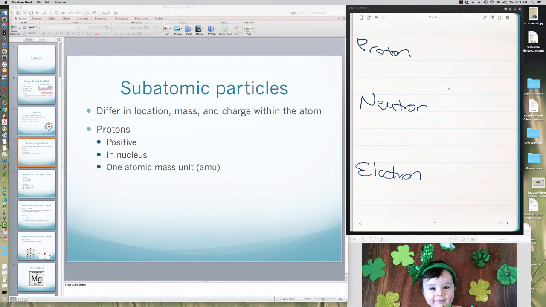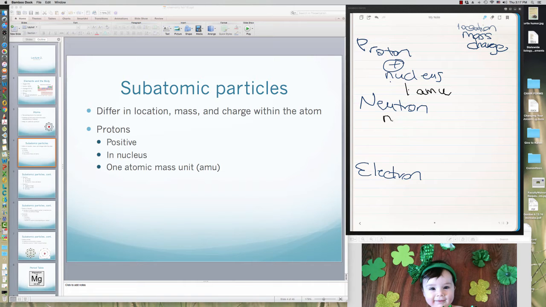These all differ according to location, so where in the atom you find the particle, according to their mass, and whether or not the subatomic particle has a charge. That's the word charge there. So protons have a positive charge. They are found in the nucleus, and each proton weighs 1 atomic mass unit.